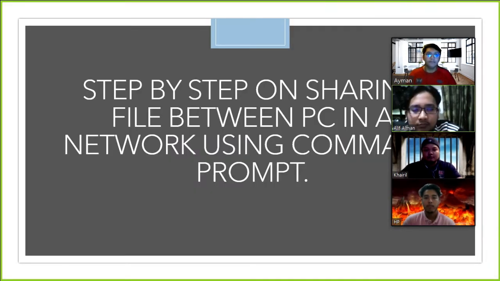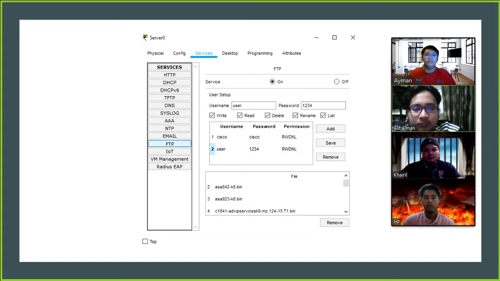For sharing files between PCs in a network, between PC0 and PC1, we will use command prompt FTP first. On the server, go to services and enter the FTP to create a username and password. After that, click add. On PC0, go into the desktop and enter the text editor to create a text file and save it as 123.txt to share to PC1.